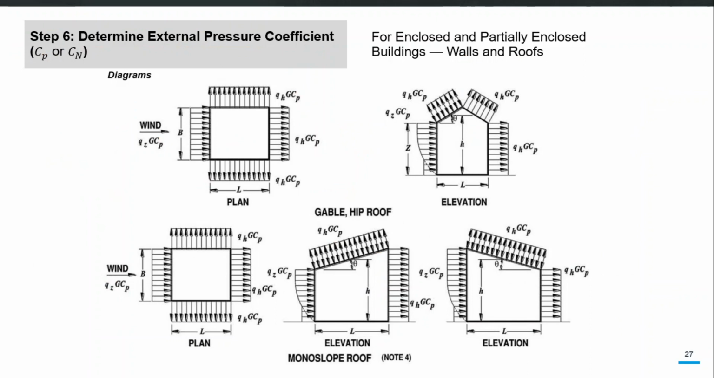Step 6 is the determination of the external pressure coefficient. If you remember, the expression for p was the product of q, the gust factor and then this Cp, and there was an internal pressure term also which was subtracted. For open buildings that second term was not there. So the final step before we can actually determine this design wind pressure is the determination of the external pressure coefficient.